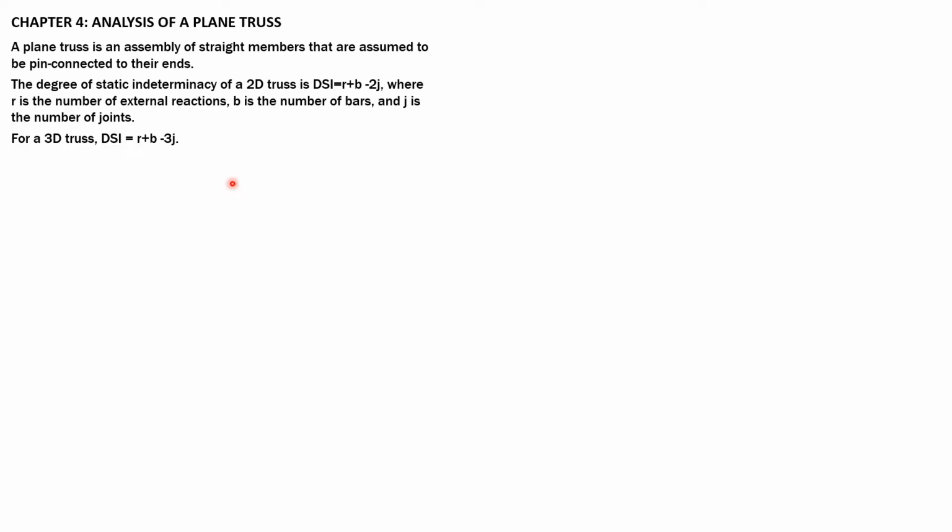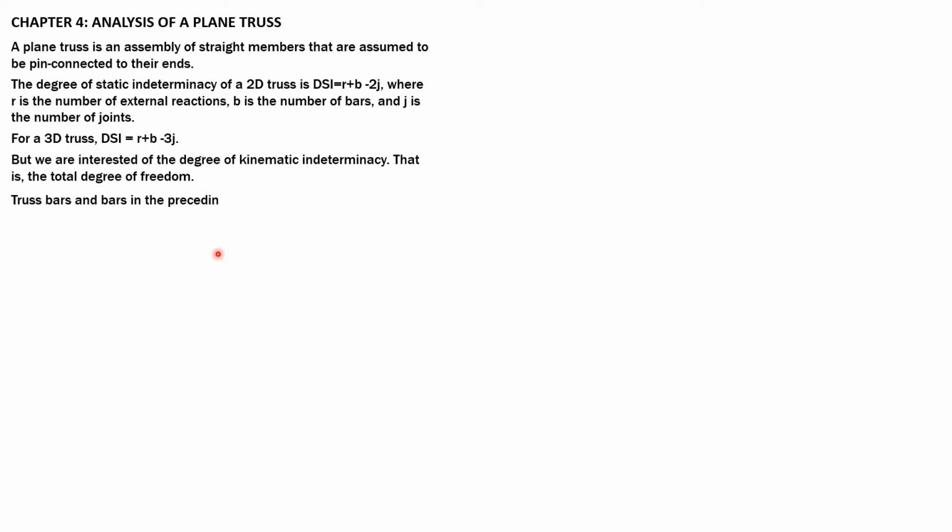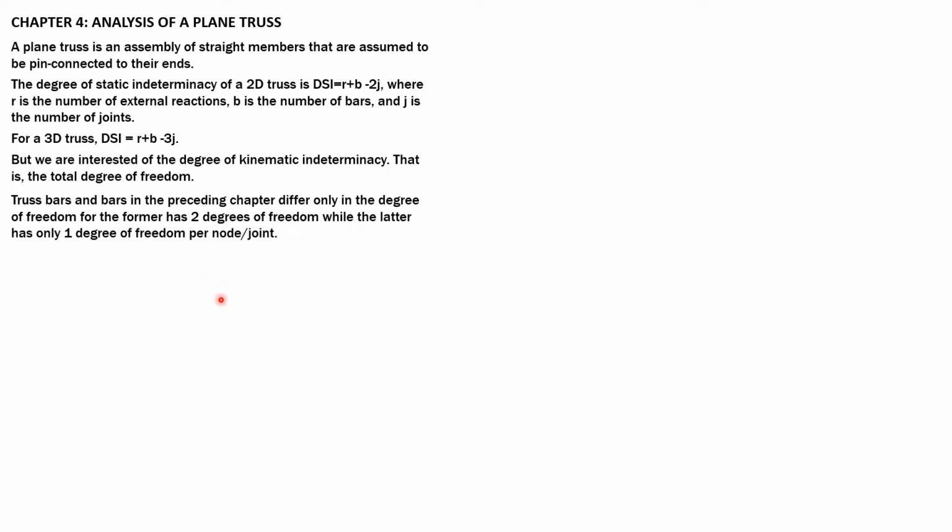For a 3D truss, it is R plus B, reactions plus bars, minus 3 times J. But we are interested in the degree of kinematic indeterminacy, that is the total degrees of freedom minus 3. So truss bars and bars in the preceding chapter differ only in the degrees of freedom, for the former has 2 degrees of freedom while the latter has only 1 degree of freedom per node or joint.